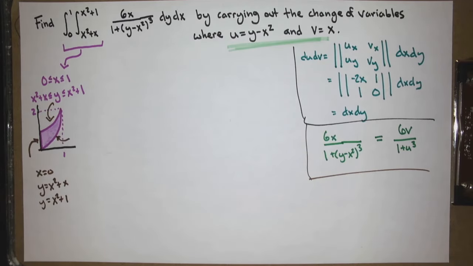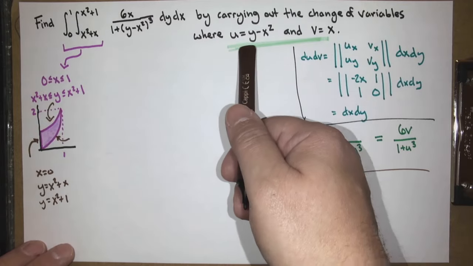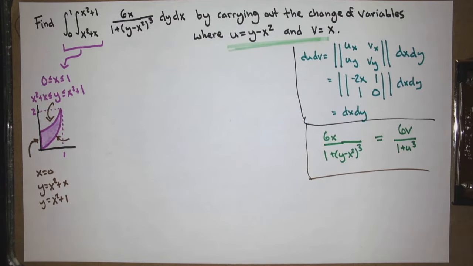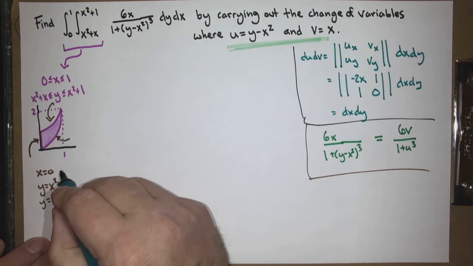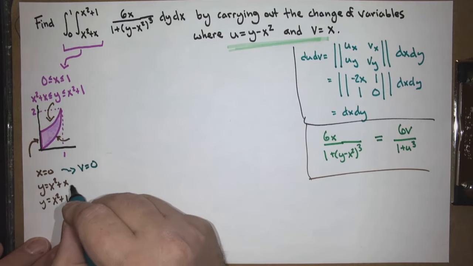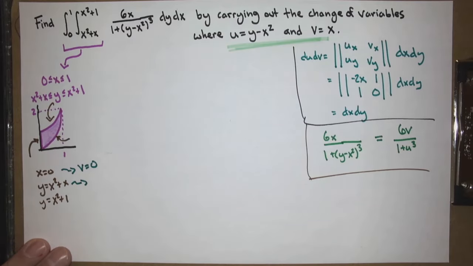But they're in terms of x and y. We need to move to bounding curves in the uv plane. So what we're going to do is take every one of these equations. Every boundary is an equation, and every equation gets rewritten in terms of u and v. Well, let's see if we can figure these out. How can we rewrite x equals 0 using u and v? Okay, v equals 0. All right, that one wasn't so bad. Nice. Y equals x squared plus x. Now remember, it's an equation. We're allowed to move things around. What can we do?